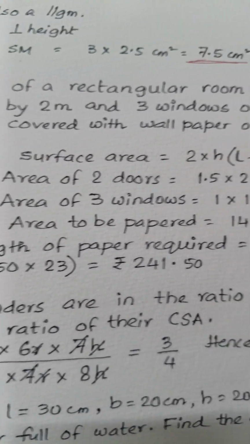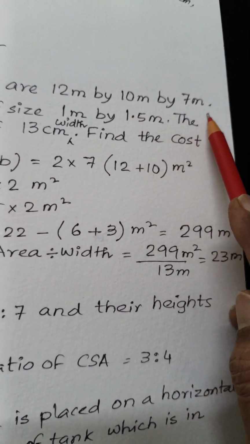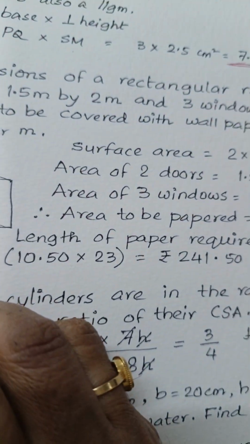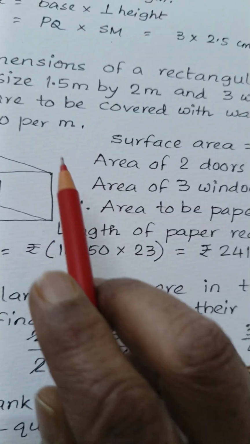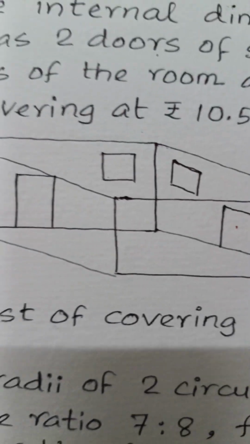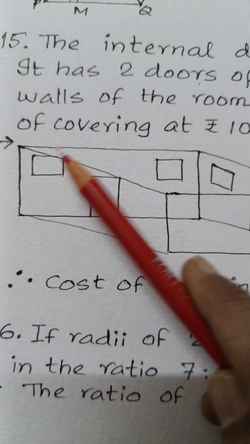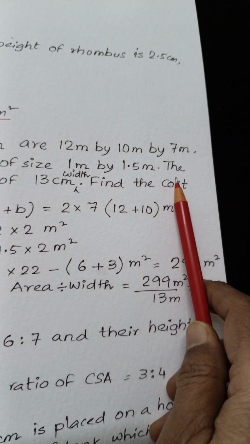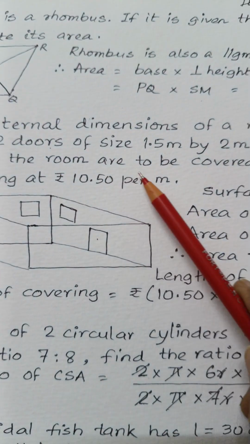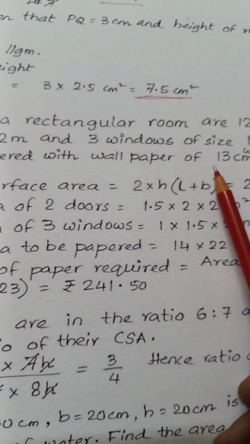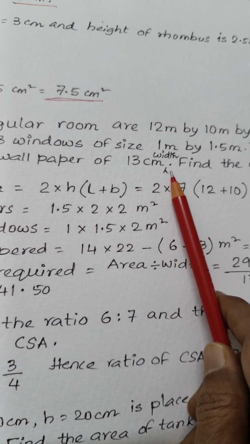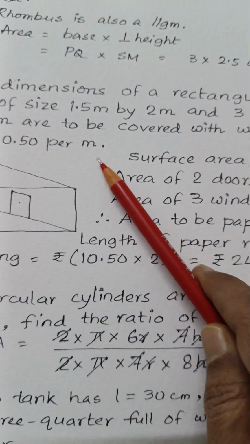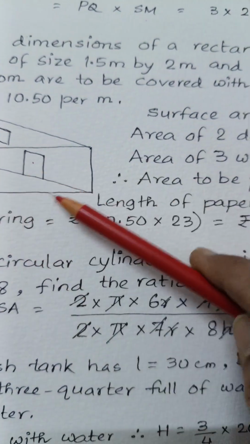Number 15. The internal dimensions of a rectangular room are 12 meter by 10 meter by 7 meter. It has 2 doors, this one and this one, and 3 windows of size 1 meter by 1.5 meter. The walls of the room are to be covered with wallpaper of 13 centimeter width. Find the cost of covering at the rate of rupees 10.50 per meter.